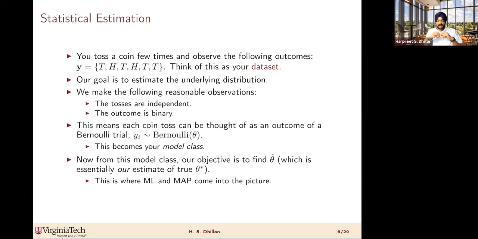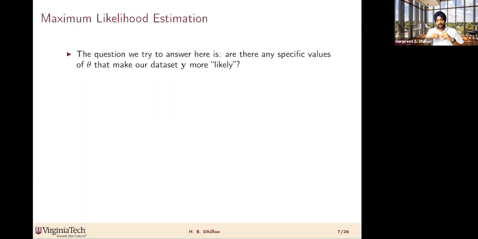Okay. Now, from this model class, our objective is to find theta hat, our estimate of the true distribution theta star. Now this estimation part is where ML and MAP start coming into the picture. Let's very quickly look at what maximum likelihood estimation is.